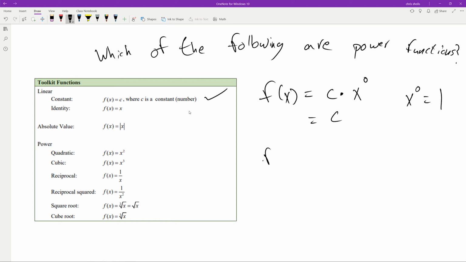F of x equals x to the first, the identity function. F of x equals x can also be written as x to the first power. Because I'm raising x to some power here, this is also a power function. Let's see, the absolute value function. I'm not raising x to any power in the absolute value function, so this is not going to be a power function.